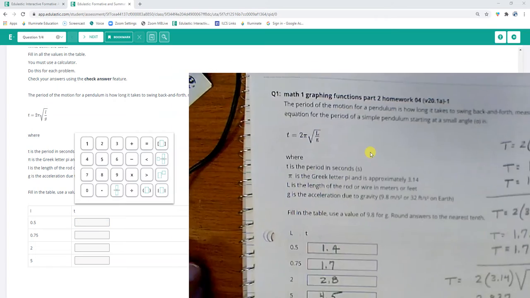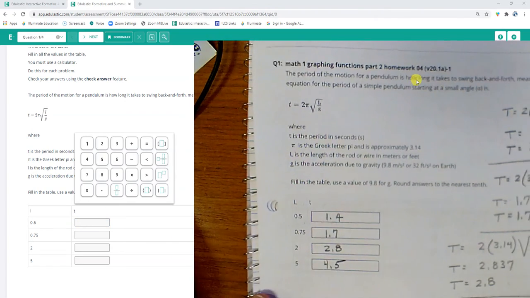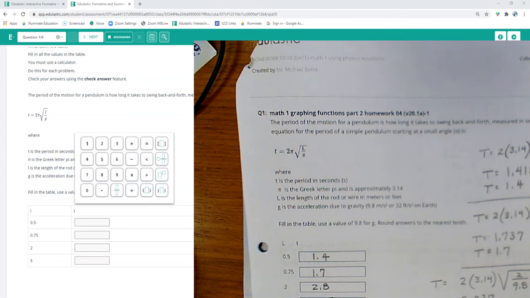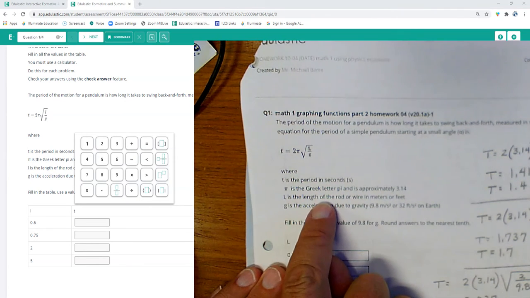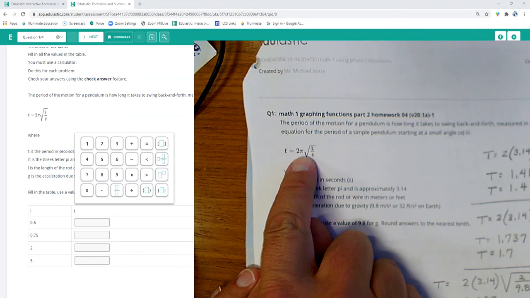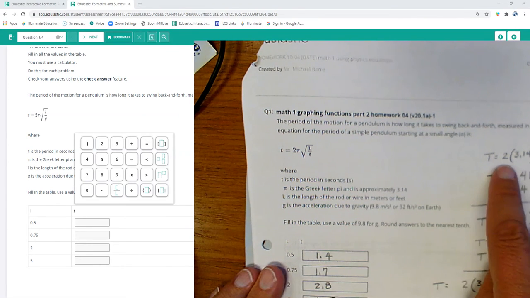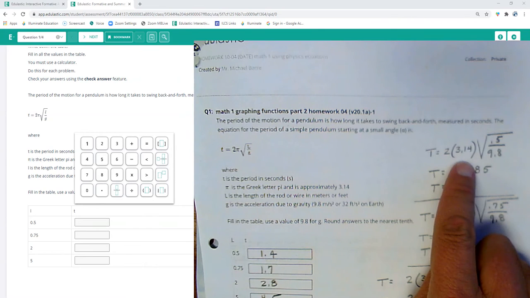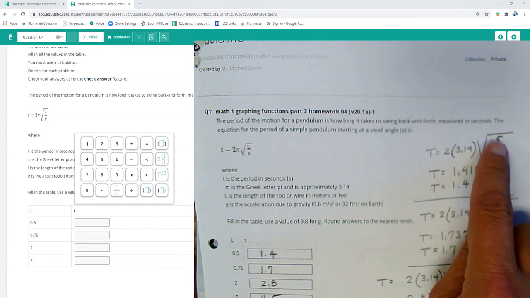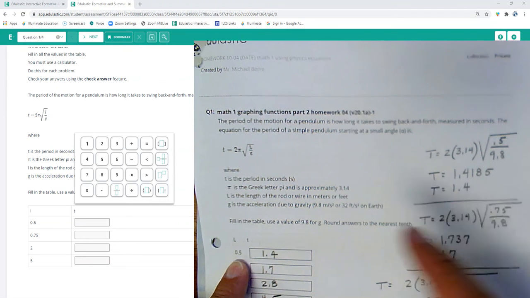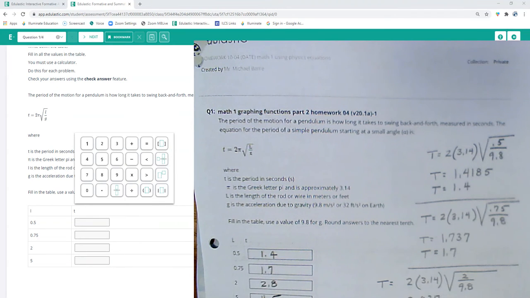Here's how I did it. Notice that it gave me pi, so I know what 2 times pi is. And then I'm doing L divided by G, and G is given to us as 9.8. So what I'm really doing is 2 times pi times the square root of, I plug in the number, 0.5 divided by 9.8. And I just do that over and over again. So I'll do the first one here.